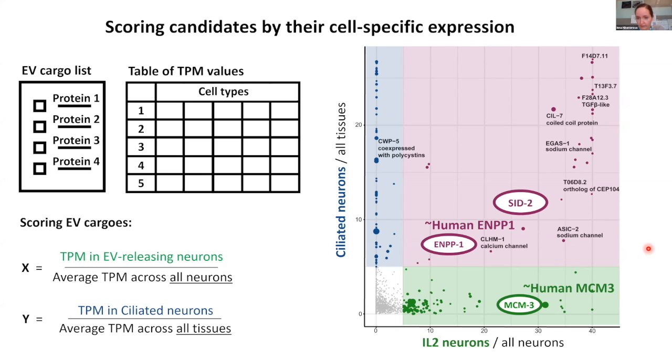And we tried to validate some novel cargoes that were on this plot. And so I'm going to talk about these 4 cargoes that turn out to be ciliary EV cargo. So that's MCM3, which is an ortholog of human MCM3 protein. ENPP1, it was not a known gene. We had to assign a name for it, and we named it after human NPP1. Then tetraspanin 6, TSP6, ortholog of human CD9 that you're all familiar with, and SID2 that I'm going to talk about a little bit later, which doesn't have an obvious human ortholog.